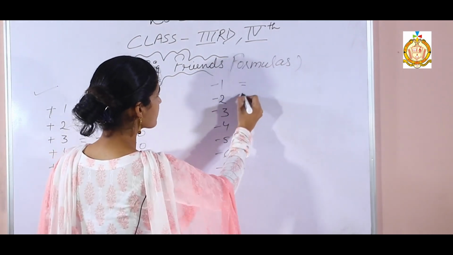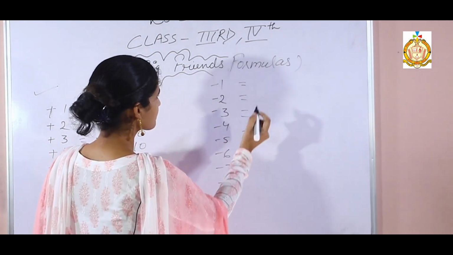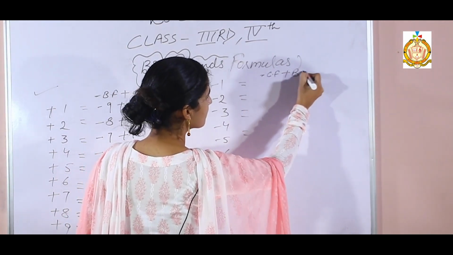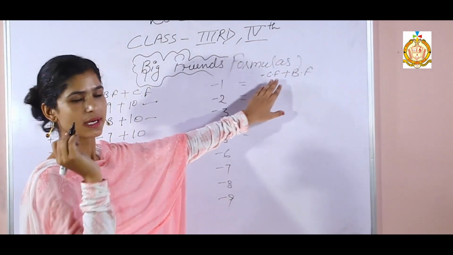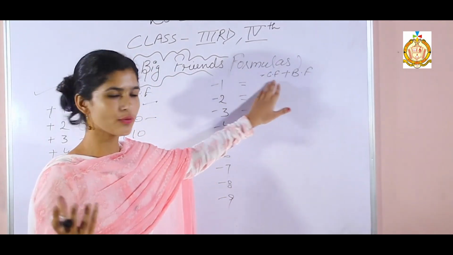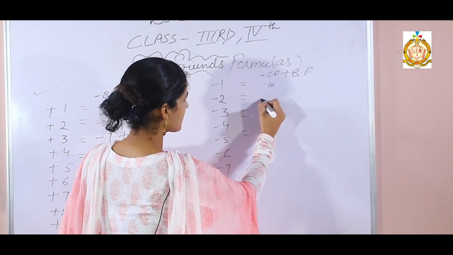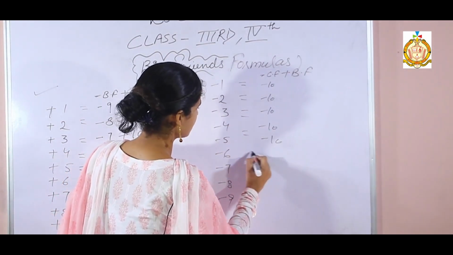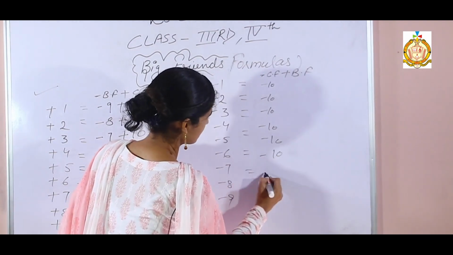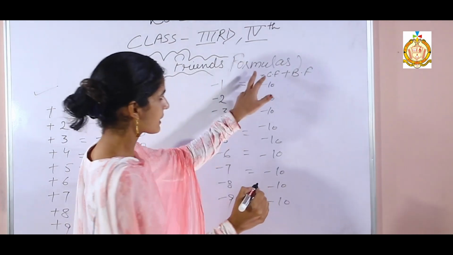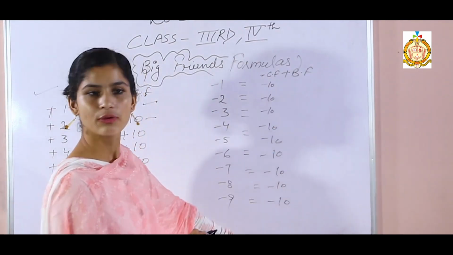So what is the formula for negative? Subtract your common friend, adding your best friend. Common friend is similar for all. So minus 10, minus 10, minus 10, minus 10, minus 10, minus 10. Every time the common friend is similar. Negative sign and common friend is the same for all.